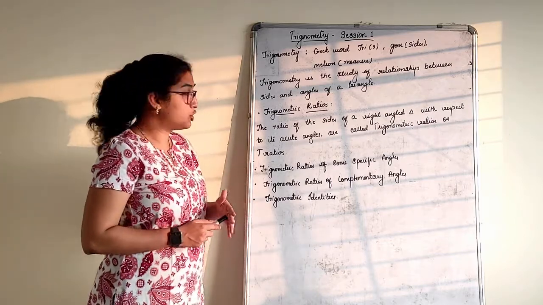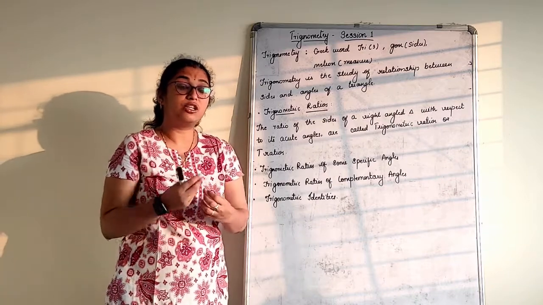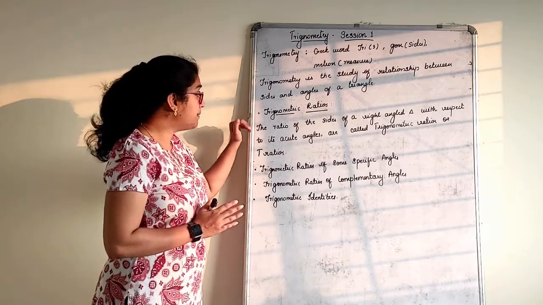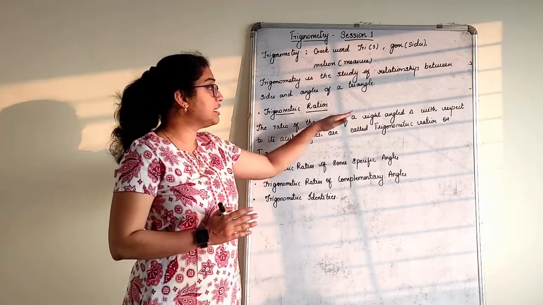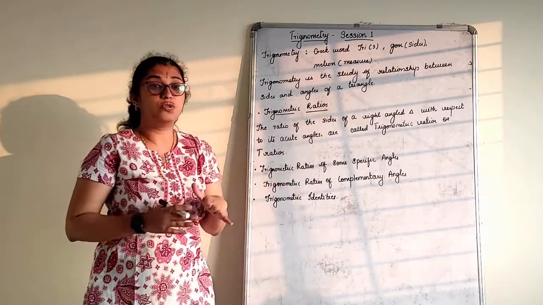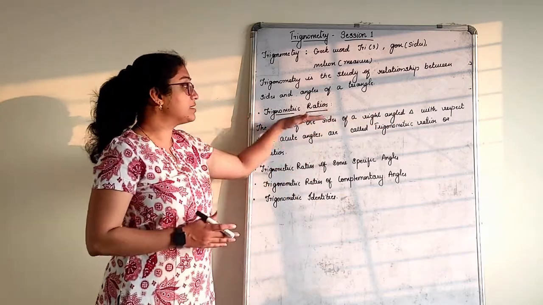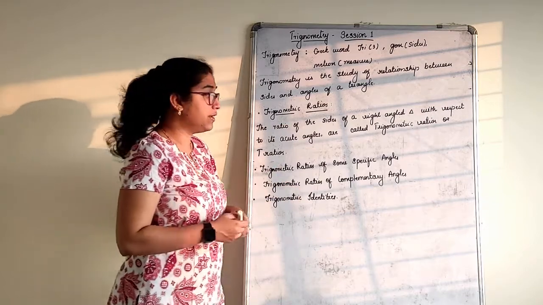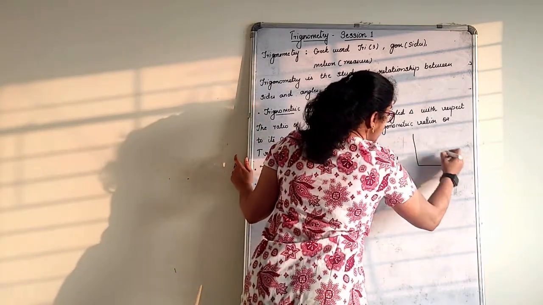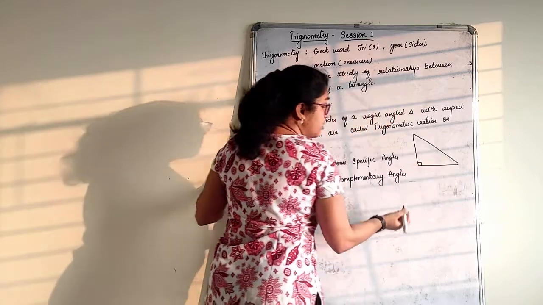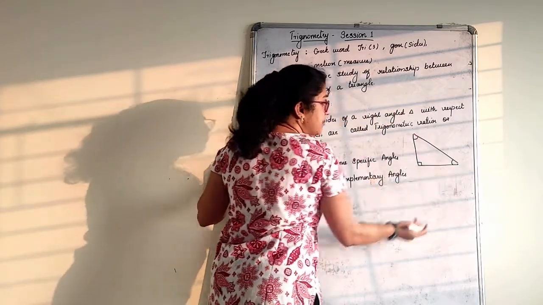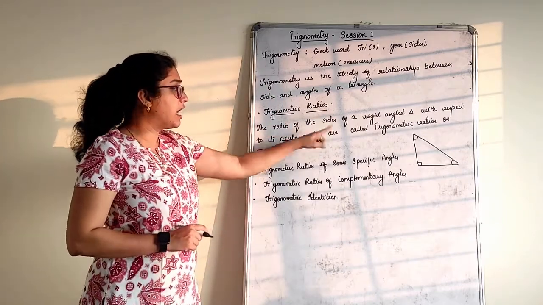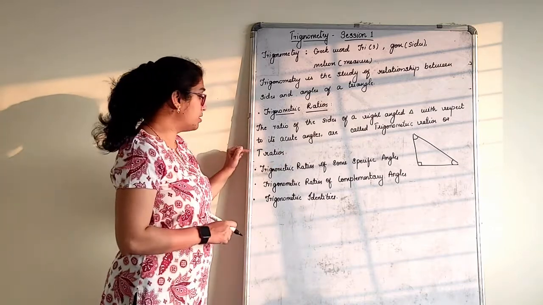So what is a trigonometric ratio? As we already said, it is the study of the relationship between the sides and angles of a right angle triangle, right? So a trigonometric ratio is the ratio of the sides of a right angle triangle. Always we choose a right angle triangle. The ratio of the sides of a right angle triangle with respect to its acute angles. Of course, when we have a right angle triangle, one angle is 90 degrees, right? So with respect to its acute angles, we have two acute angles in a right angle triangle. These ratios with respect to its acute angles are called trigonometric ratios or T ratios.